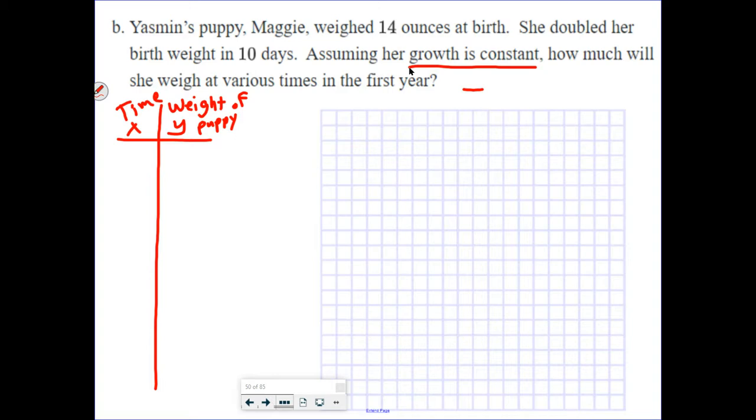All right? Well, if she weighed 14 ounces at birth, we start right here. Well, what's a good time to start? 0. Now, careful here. At 0 minutes or 0 days, how much did the puppy weigh? And the correct answer is not 0. The puppy, when it was born, weighed 14 ounces. So 0 is 14. Now, the puppy doubled its weight within 10 days. So 10 days later, it doubled its weight. So it went from 14 to 28.